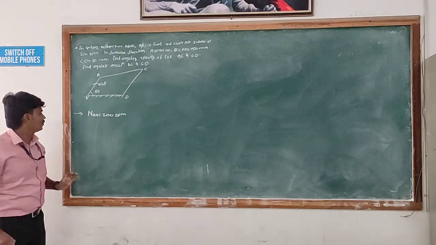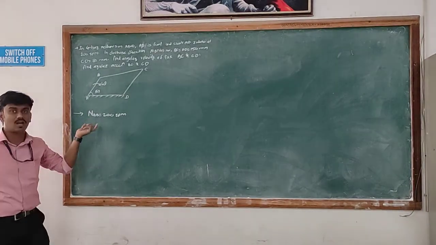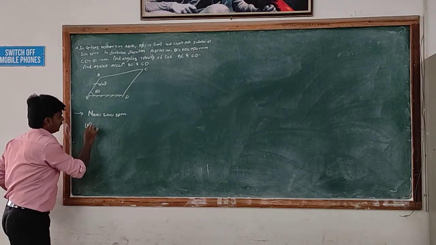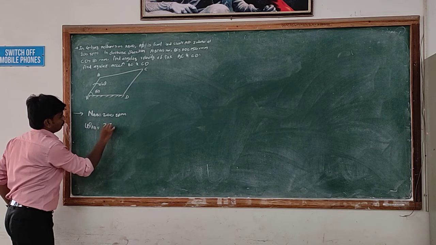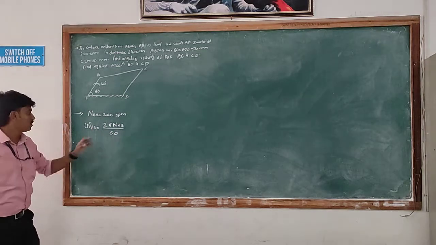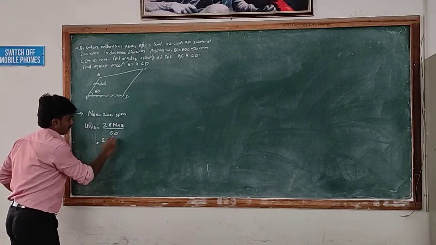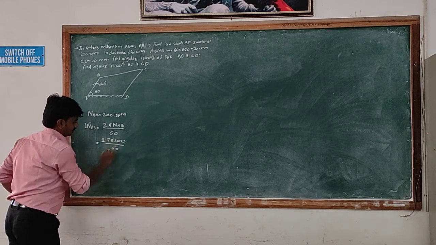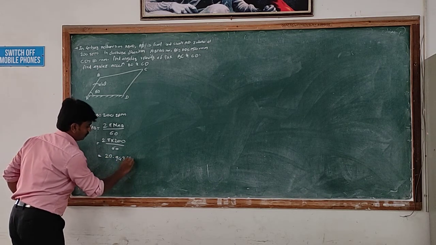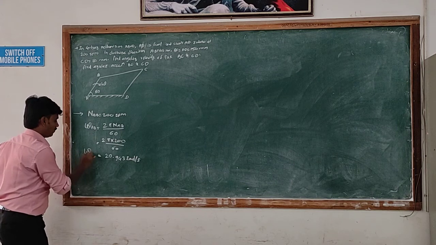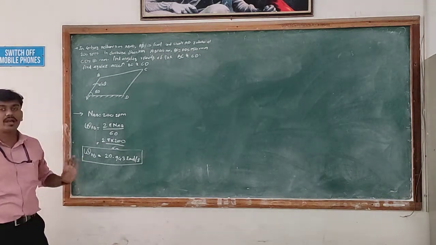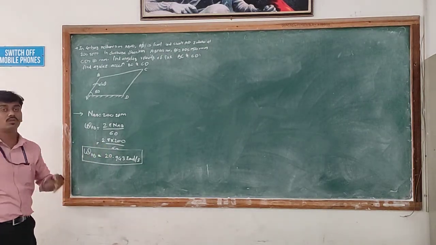Okay, so first of all we have to convert this RPM into radian per second. So angular velocity of the link AB is equal to 2 pi N of AB divided by 60. Okay, so we will put here value 2 into pi into 200 divided by 60. So it becomes 20.943 radian per second. So it is the angular velocity of the link AB.